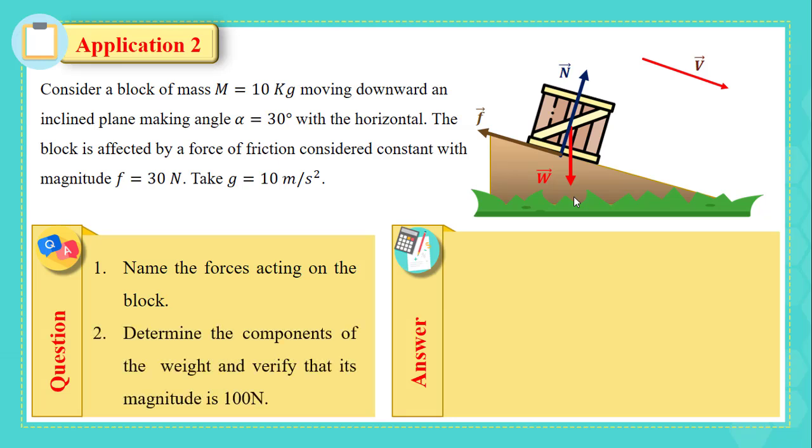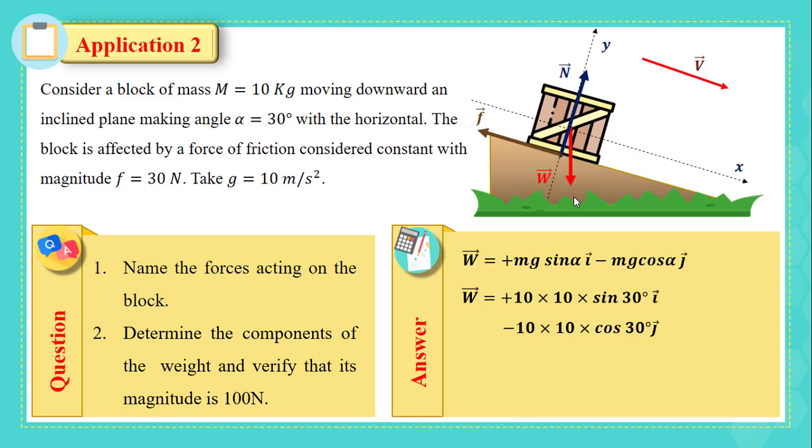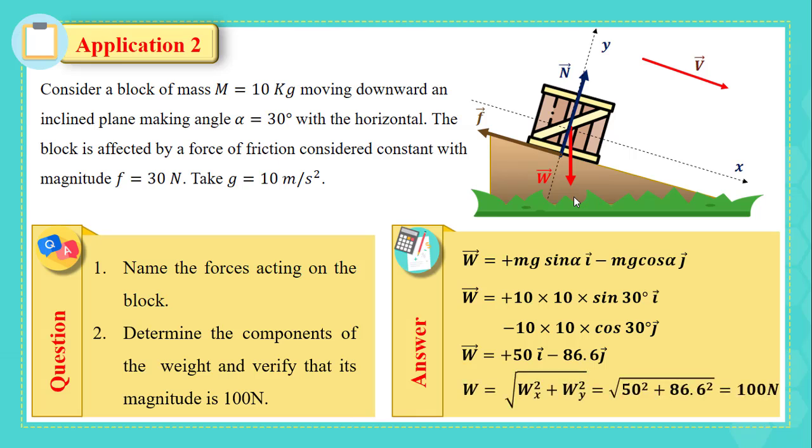Part 2. Determine the components of the weight and verify that its magnitude is 100 Newton. The projection of W shows that W is equal to mg sine alpha i minus mg cosine alpha j. By calculation, we find that W is equal to 50i minus 86.6j, therefore its magnitude is equal to 100 Newton.